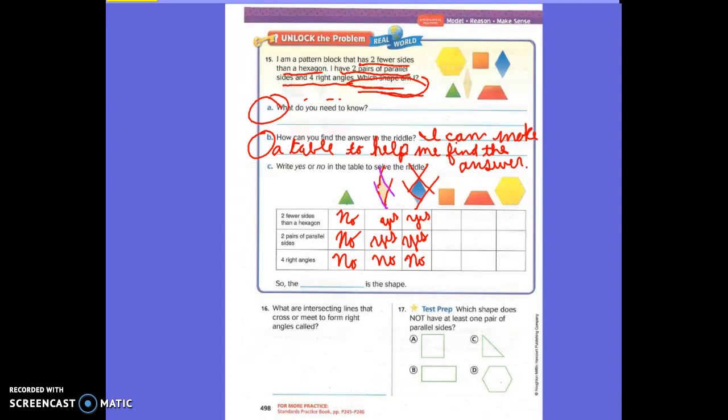And then when we check down here, we are looking at this. Does this triangle have 2 fewer sides than a hexagon? No, a triangle has 3 sides, a hexagon has 6. That's not 2 fewer sides. 2 parallel sides? No, there are no parallel sides in a triangle. Do they have 4 right angles? No, this triangle does not have any right angles. And then we keep answering the questions until we find which answer has yes to all the questions, and then we can write it down as the answer.